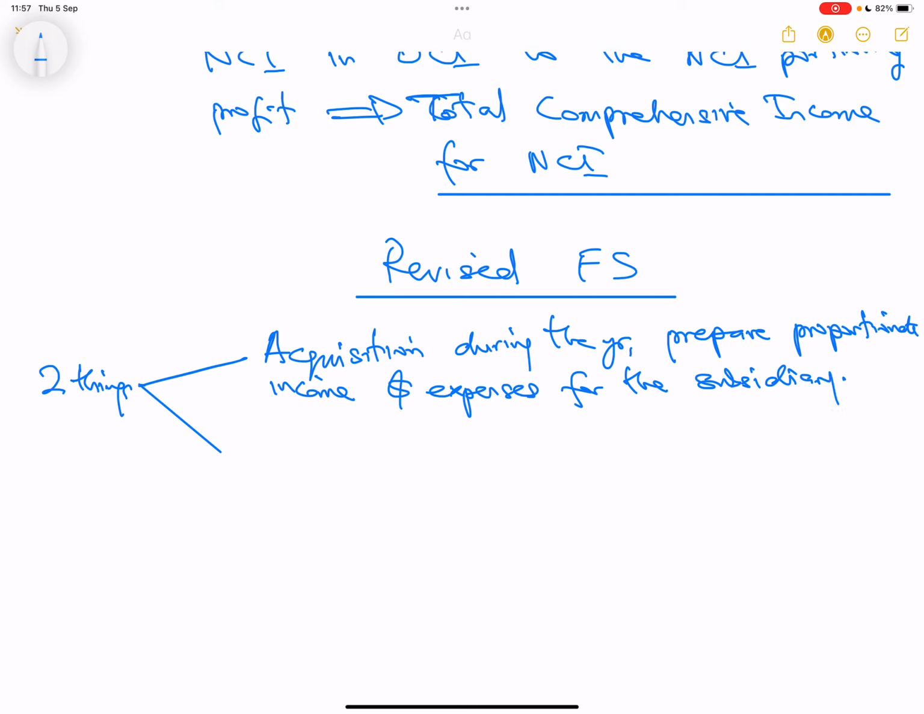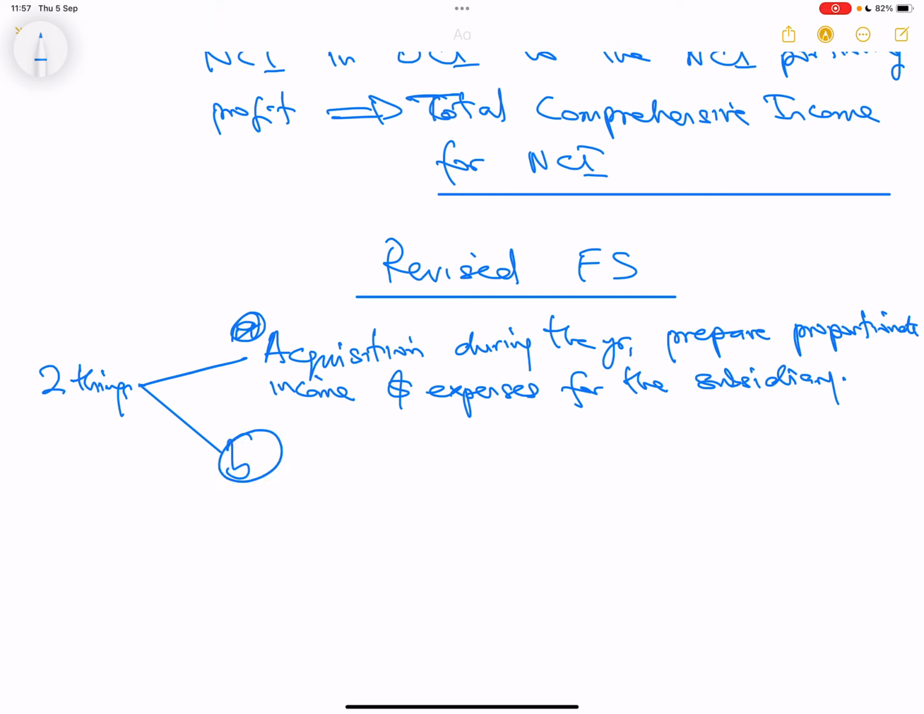Because you cannot acquire a subsidiary halfway into the year and consolidate the full year income. No. It means that you need to only consolidate 6-month income and 6-month expenses. So that's the first thing you need to check. But if your acquisition is at the beginning of the year, then this might not be necessary. But if it's during the year, it is necessary.